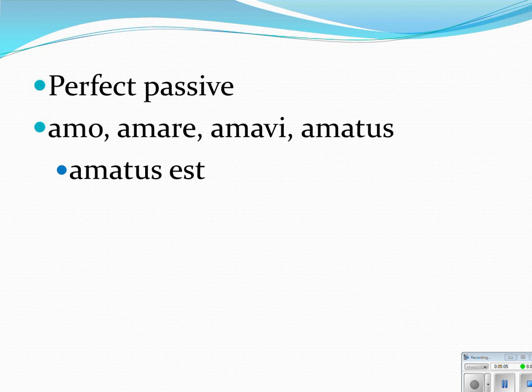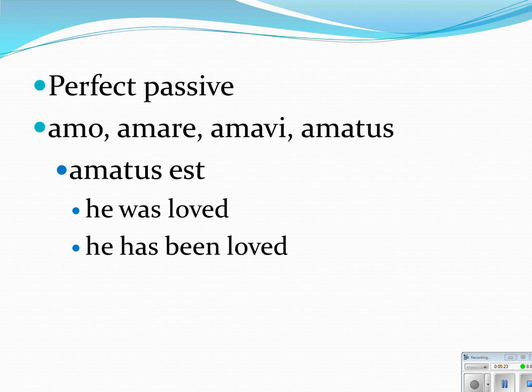So if you're in Latin 1, you're finished. In Latin 2, we'll do the perfect passive. So for the same verb, amo, amare, amavi, amatus, the perfect passive form is amatus est. The ways to translate it are he was loved or he has been loved. So receiving the action instead of doing the action.